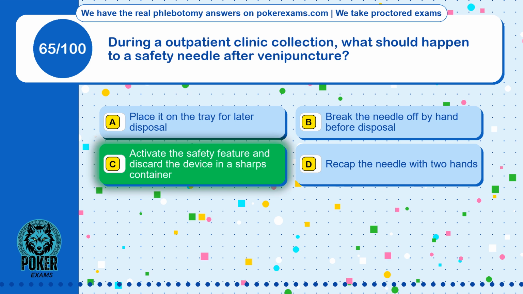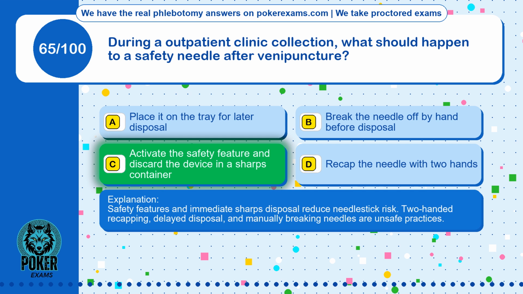The correct answer is option C. Activate the safety feature and discard the device in a sharps container. Safety features and immediate sharps disposal reduce needle stick risk. Two-handed recapping, delayed disposal, and manually breaking needles are unsafe practices.